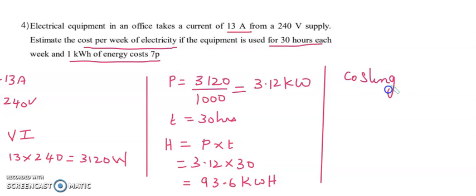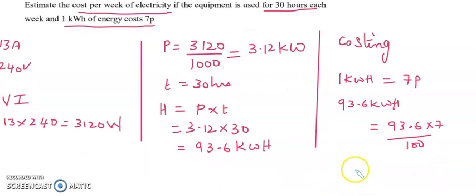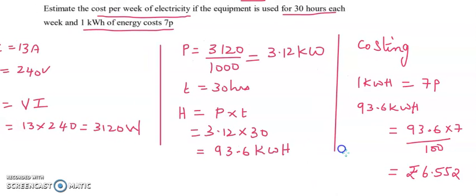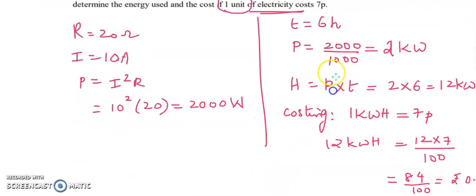So costing. Cost for 1 kilowatt hour is 7 paise. So for 93.6 kilowatt hour, it will be 93.6 times 7 divided by 100, because I want the amount in rupees and not in paise. So the costing is rupees 6.55. Am I clear? Sure? Okay. Let's go to the next one.